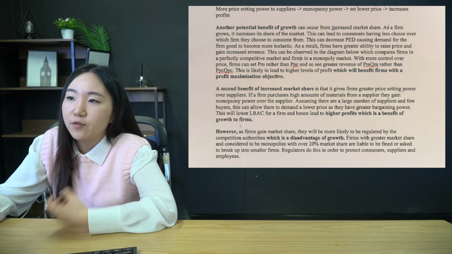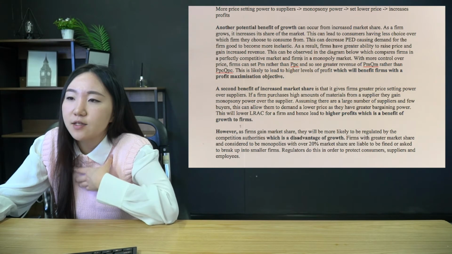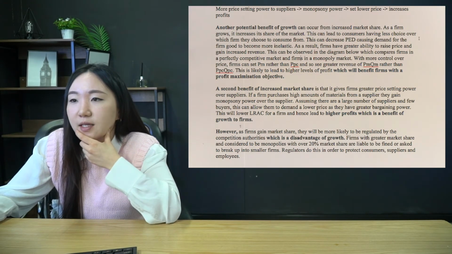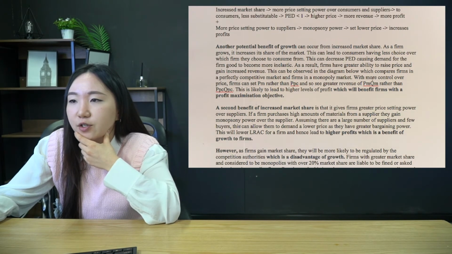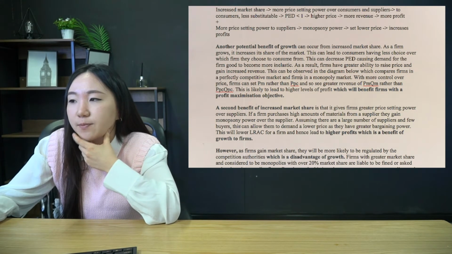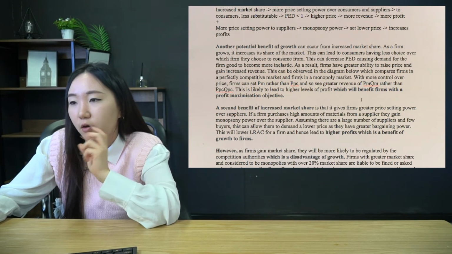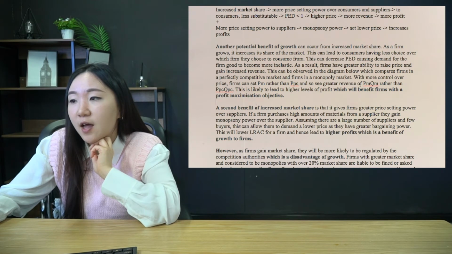So another benefit of growth can occur from increased market share. As a firm grows, it increases its share of the market, fairly obvious. This can lead to consumers having less choice over which firm they choose to consume from. This can decrease PED, causing demand for the firm's good to become more inelastic. As a result, so on and so forth. I'll leave that up for you to have a read of.